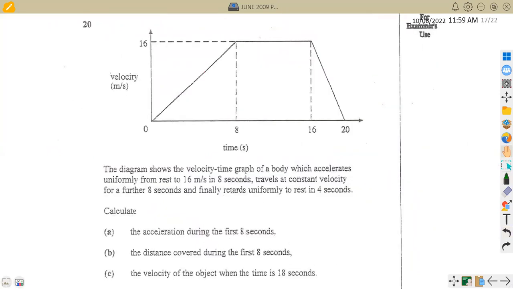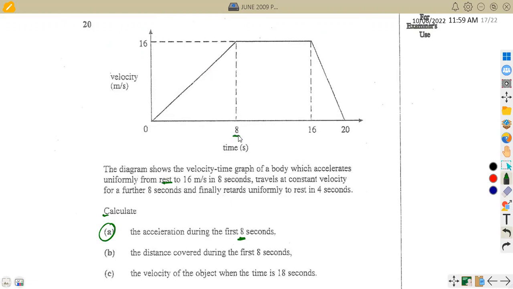Okay. On number 20, sorry, we are now given a velocity time graph. The diagram shows the velocity time graph. We are even given that it is a velocity time graph which accelerates uniformly from rest, that is started at 0 to 16 and so forth. So there are so many things that we have got here. The first question is, calculate the acceleration during the first 8 seconds.